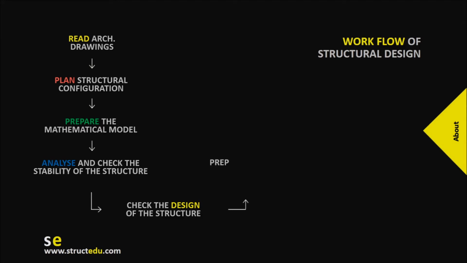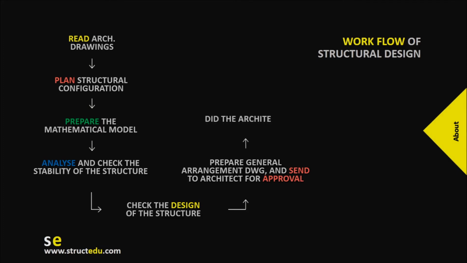Then, we prepare the general arrangement drawing showing the locations of beams, columns, slabs, shear walls, etc., to send it for approval from the architect. If the architect disapproves, we need to prepare another structural configuration and repeat all the steps until approval.